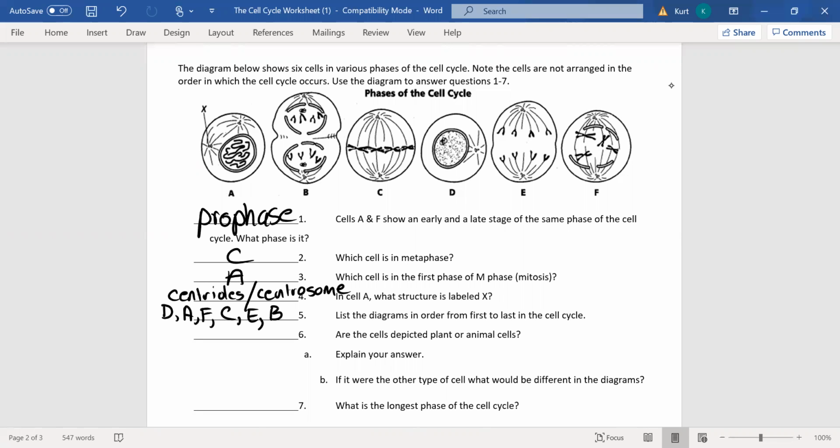Are the cells depicted plant or animal cells? They are animal cells. Explain your answer. Well, in telophase, which is cell B, a cleavage furrow is evident. Only animal cells get a cleavage furrow. If it were the other type of cell, which would be a plant cell, what would be different in the diagram? A cell plate would be evident in telophase.